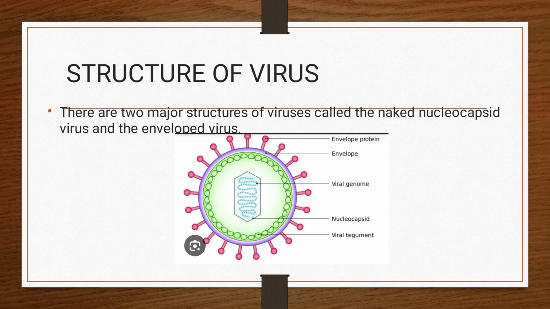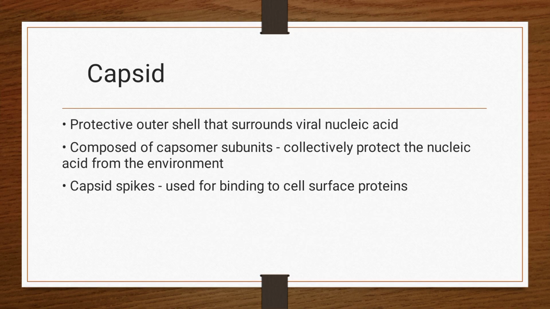Structure of virus. There are two major structures of virus called naked nucleocapsid virus and enveloped virus. First, capsid. Capsid is the outer shell that surrounds the viral nucleic acid, composed of capsomer subunits that collectively protect the nucleic acid from the environment. Capsid has two functions: to protect the genome from external harmful factors or agents, and to introduce the viral genome into the host cell. Capsomers: individual proteins associated into progressively larger units.